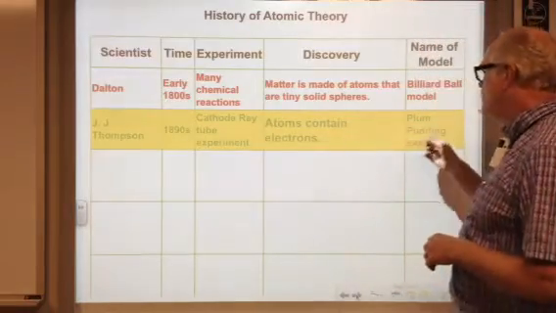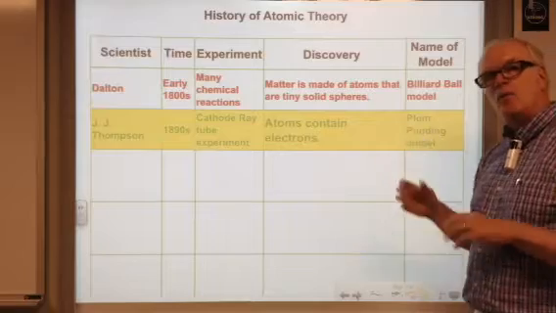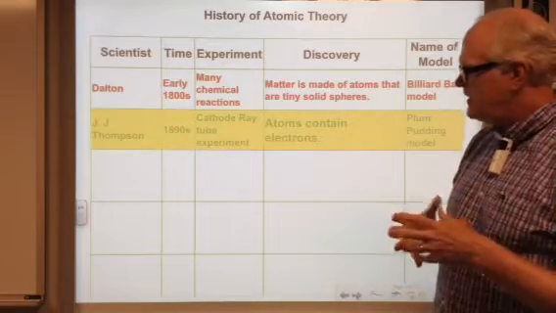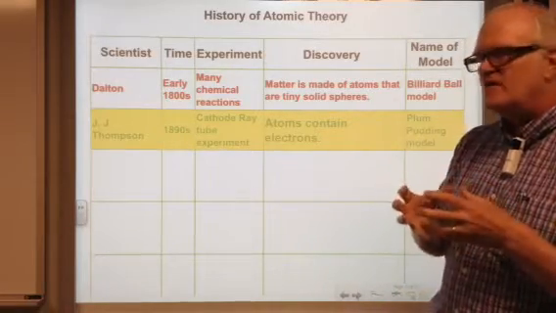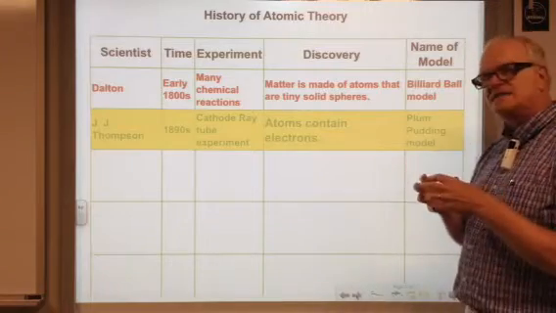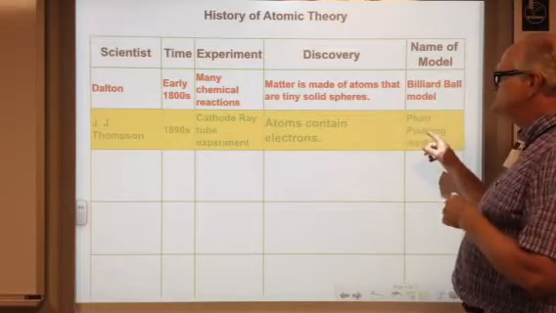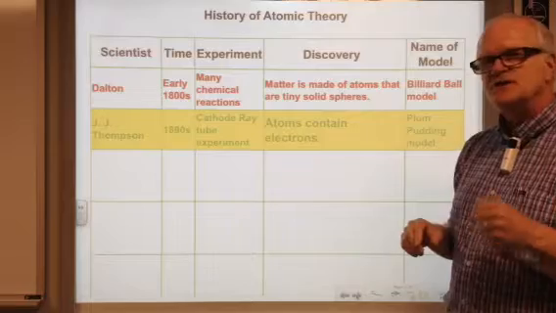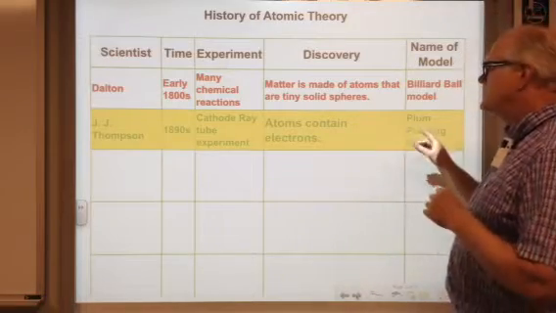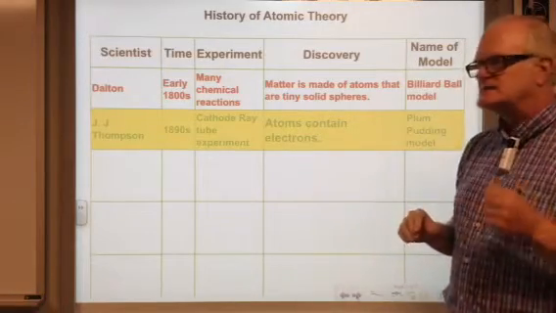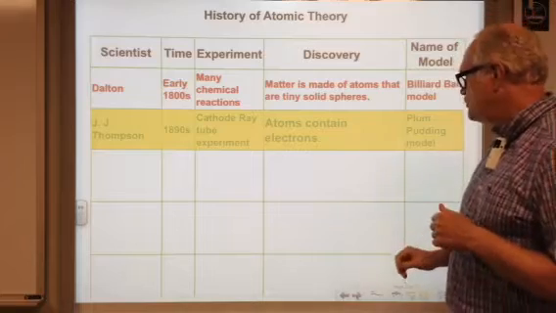Now, his idea was that the atom was a sphere, just like Dalton thought, a sphere of positive charge with little bits of negative charge in it, just like the pieces of fruit in a pudding, and that's why this model is sometimes called the plum pudding model.